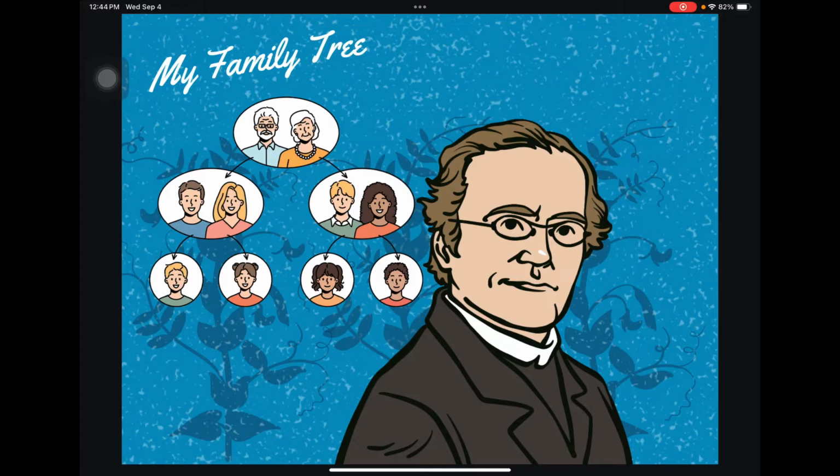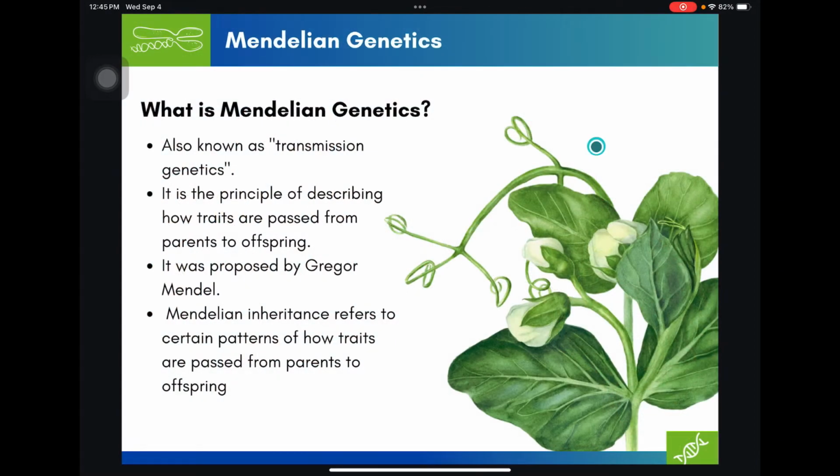Gregor Mendel was the one who proposed what they call transmission genetics, and he was able to do this by breeding the pea plants, or Pisum sativum, he was growing in the monastery's garden. After all, he is an Augustinian monk. He discovered the principles that rule heredity, which we now know as Mendelian genetics.